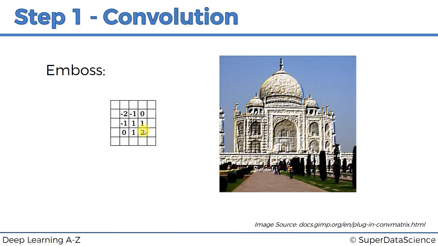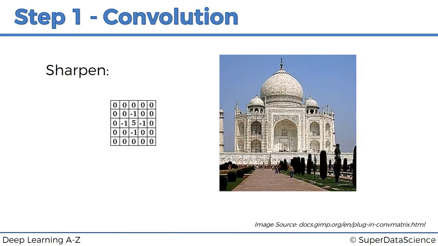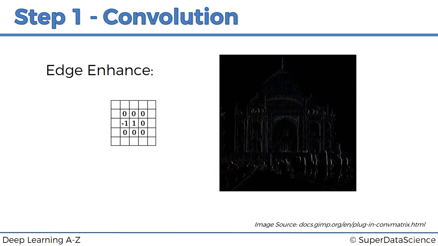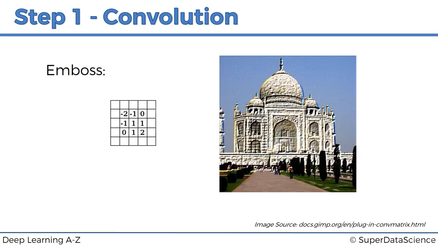Emboss. Another one. The key here is that it's asymmetrical, and you can see the image becomes asymmetrical as well. So you get that feeling that it's standing out towards you, and that's what you get when you have minuses here and pluses here. Again, this is getting a bit technical now, but at least we can get some kind of intuitive understanding. Let's just go quickly through them again. There's sharpen, blur, edge enhance, edge detect, emboss.